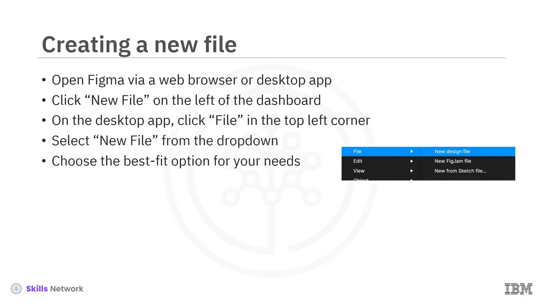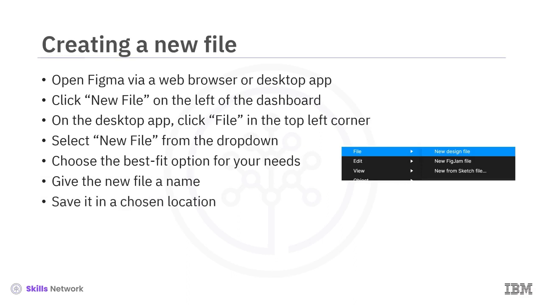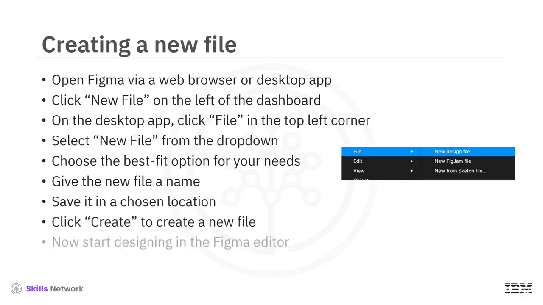Choose the option that best fits your current needs. For example, start with a blank canvas or use one of Figma's templates. Please select the preferred option, give the new file a name, and choose where to save it. Click Create to create the new file. You will now be redirected to the Figma editor, where you can start designing and creating your project.